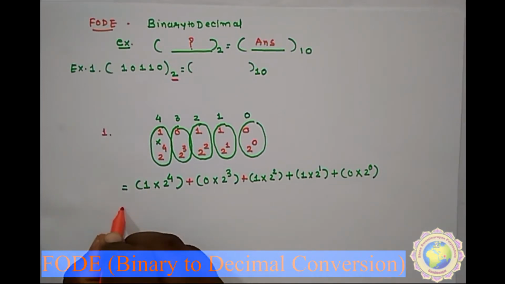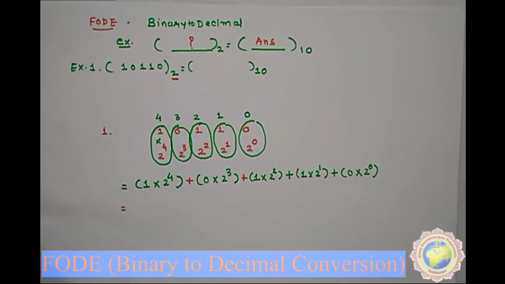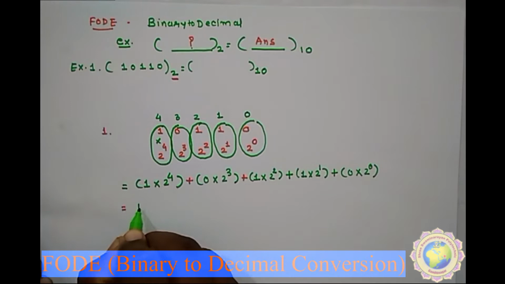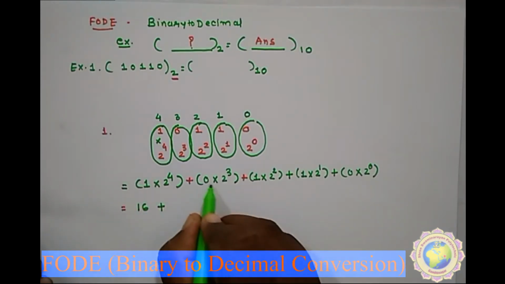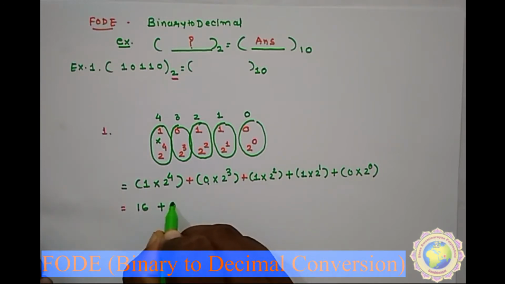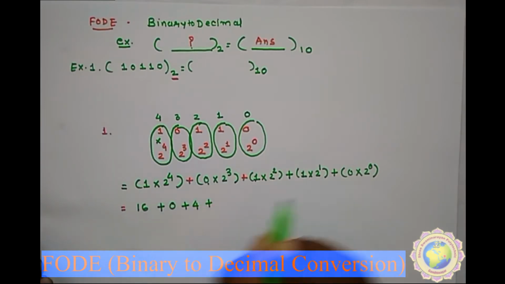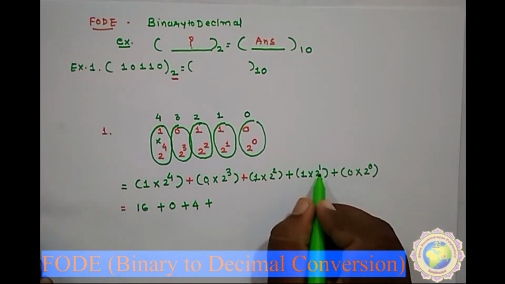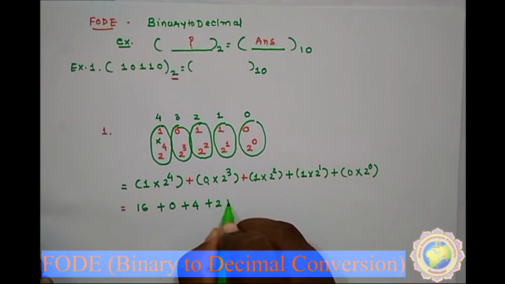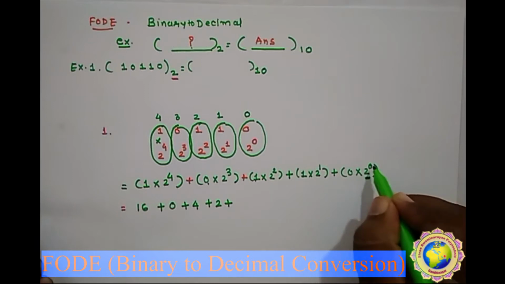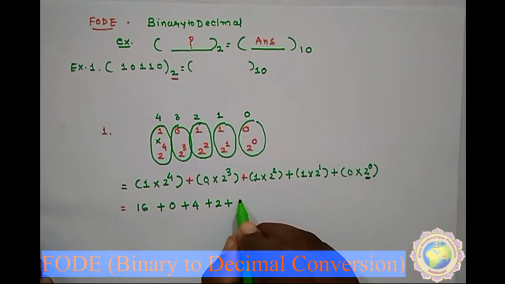Now what is 2 raised to 4? 2 into 2 is 4, 4 into 2 is 8, 8 into 2 is 16. So 16. Here 2 raised to 3 is multiplied by 0, so it will be 0. 2 raised to 2 means 4, 4 into 1 is 4. 2 raised to 1 is 2, 2 into 1 is 2. 2 raised to 0 is 1. Remember that 2 raised to 0 is 1. 1 into 0 is 0.